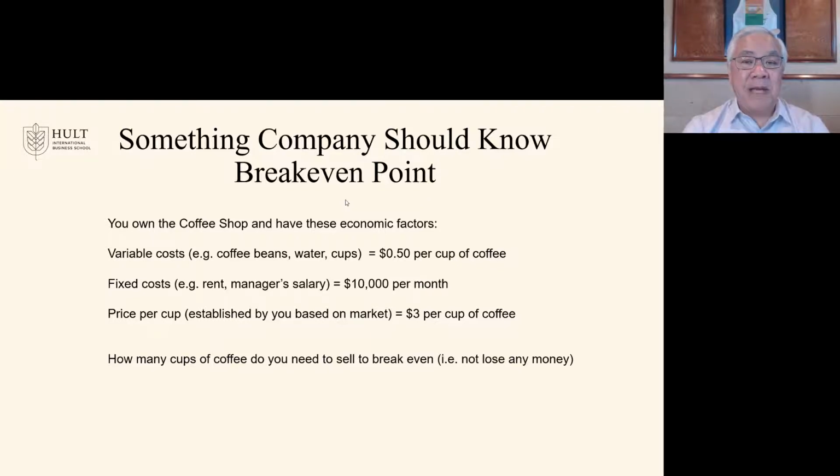So here we'll need some assumptions: that the variable costs for the coffee beans, the water, the cups, etc. are 50 cents per cup. Next are the fixed costs. The fixed costs are the rent, the manager's salary, etc. Things that don't change, whether you have 0, 1, or 10,000 cups of coffee. And that's, say, $10,000 a month. And price per cup, based on what you think the market will bear in your location, let's say it's $3 per cup.